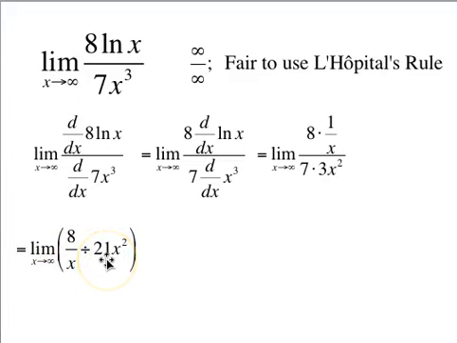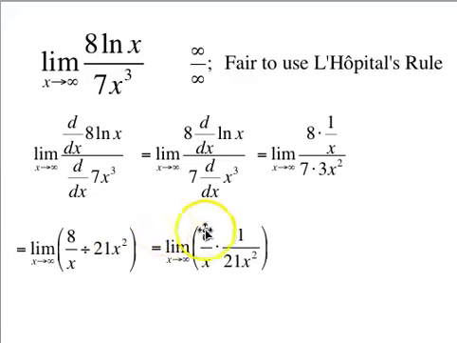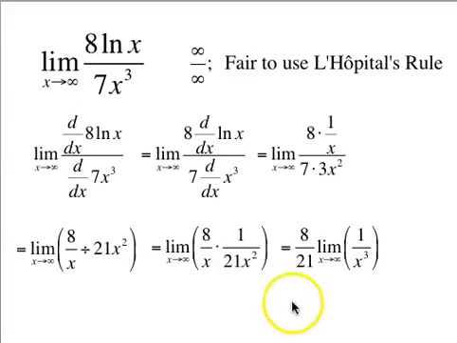Dividing by 21x squared is the same as multiplying by 1 over 21x squared. So the 8/21sts can come out in front of the limit sign, and then I'm left with 1 over x cubed. Now as x gets large, 1,000 cubed, 1,000 times 1,000 times 1,000 is a billion, 1 over a billion getting very, very close to 0. So I have 8/21st times 0, and of course the answer to that is 0.